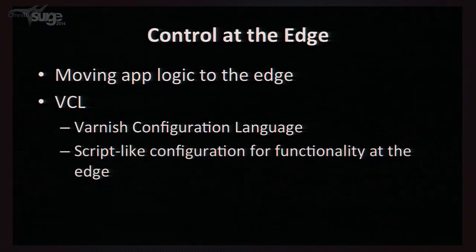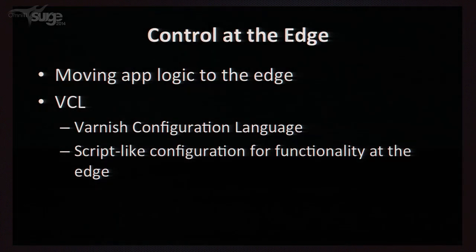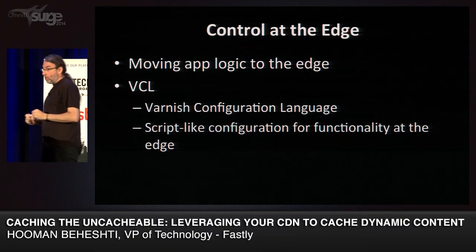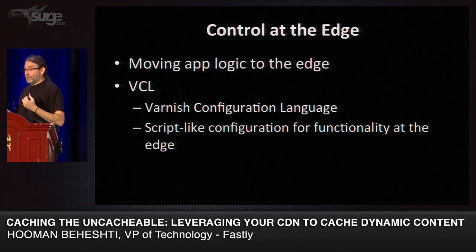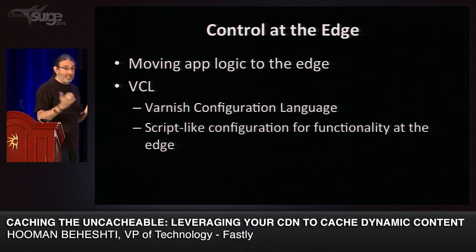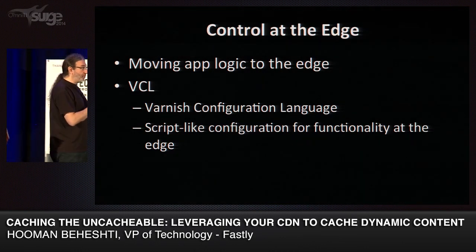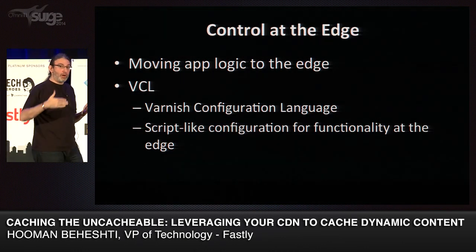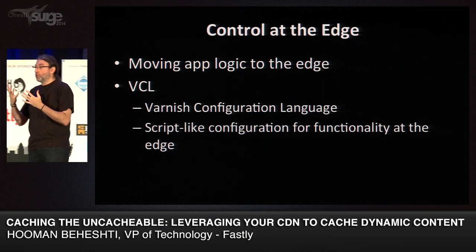This also means controlling things at the edge. It means moving some of the application logic to the edge. Now, how many of you are familiar with Varnish? Is Varnish a thing? Great. So in Fastly, we use Varnish. This is one example. VCL is a very good example of this. If you've ever seen VCL, the Varnish config language, it sort of reads like a script. So it has a lot of logic that's built in.